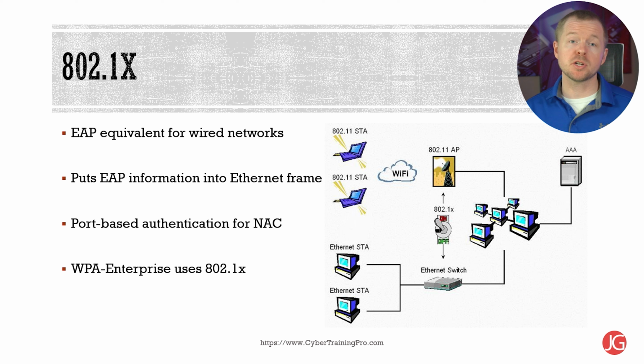WPA Enterprise is a version of WPA for wireless networks, and it uses 802.1x along with the RADIUS server and EAP for the AAA process, or the authentication, authorization, and accounting process. Unfortunately, the authentication process itself needs some encryption to protect it. That's where TKIP comes into play.